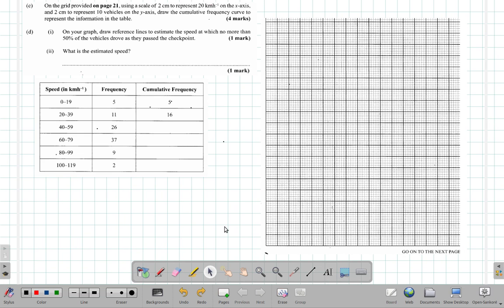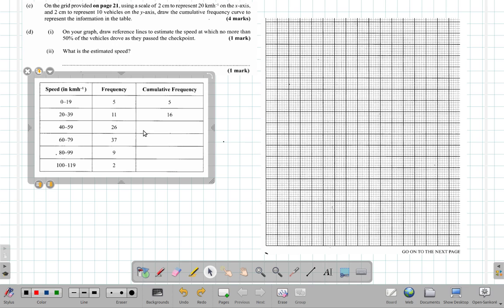Okay, everyone, we're at section C and D of question 7. I've just copied back those sections of the paper onto here. We've done the cumulative frequency before, but since I've made a fresh copy, we're going to have to do this again.